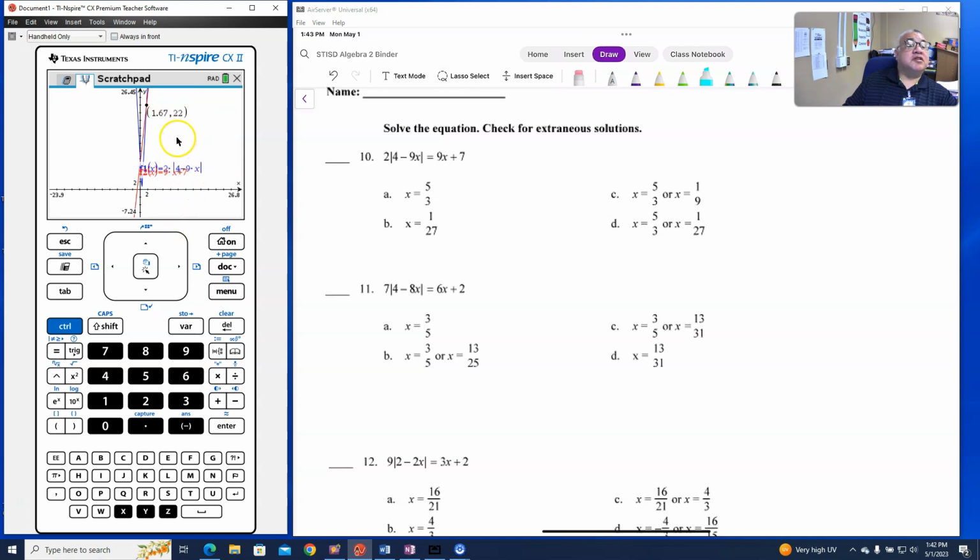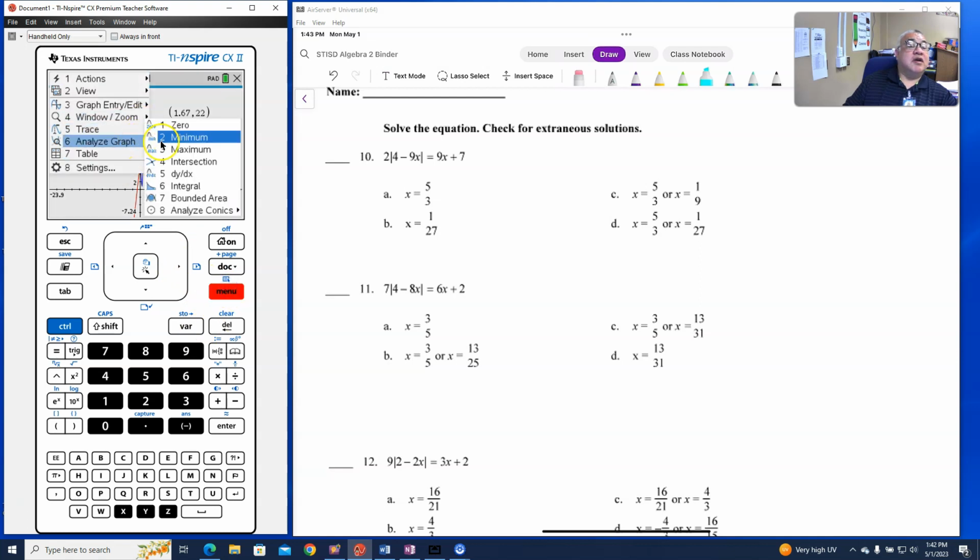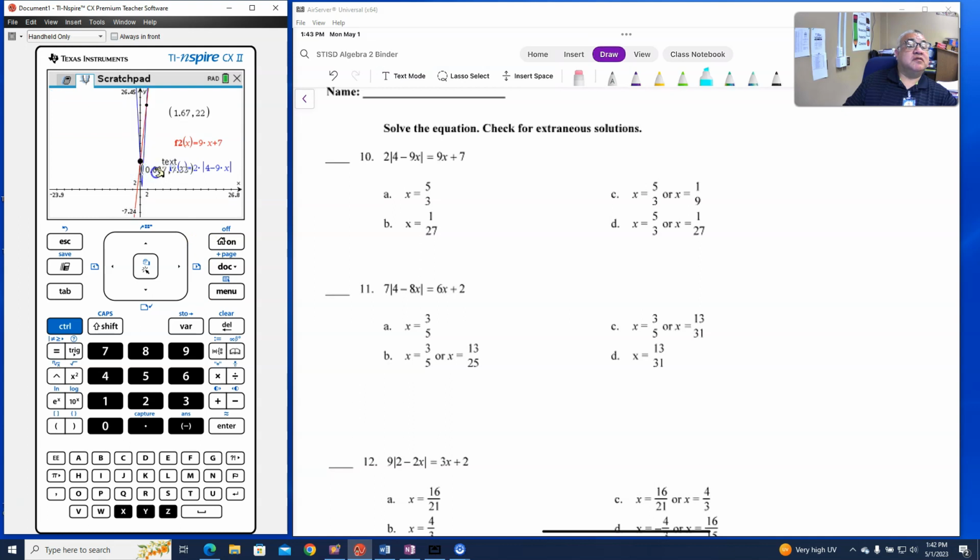So our first intersection is 1.67. And I'm moving this around, then I need to find that other intersection. Menu, analyze graph, intersection. So the other intersection is 0.037. So what we need to do is investigate. I'm thinking it's going to be 5/3 and 1/27, but we'll check right now. So I did go ahead and verify 1/27 is 0.037 and 5/3 is 1.66.